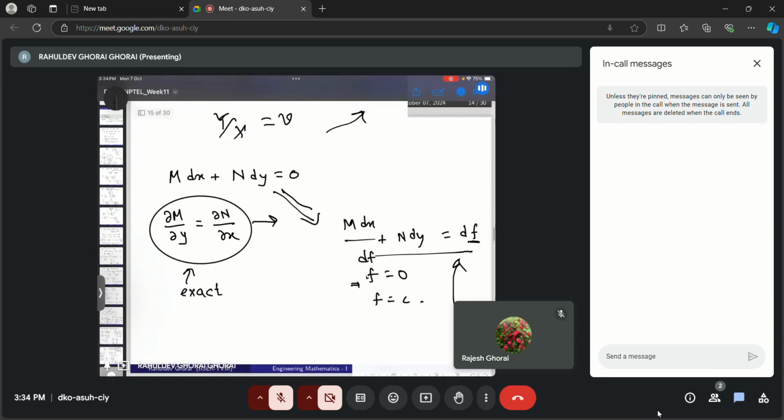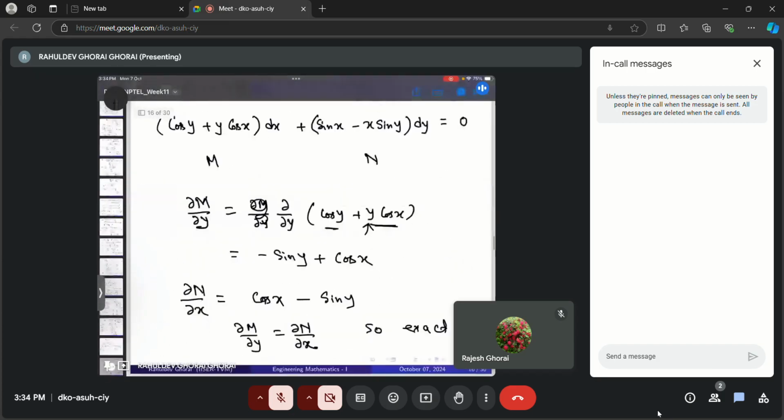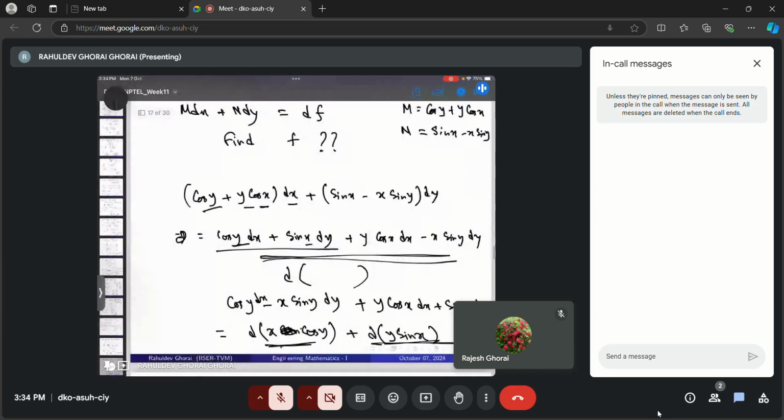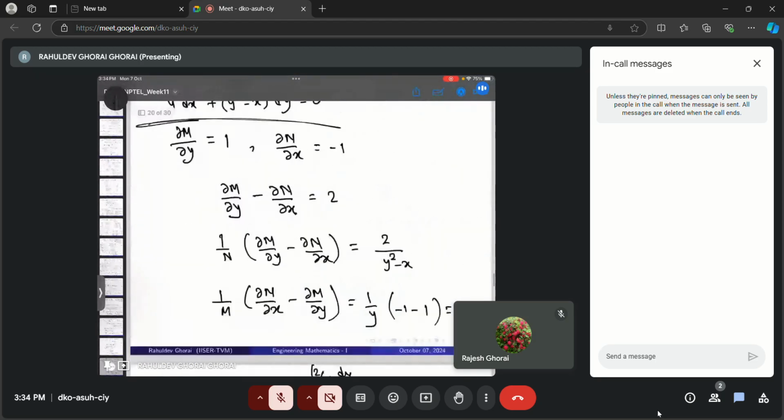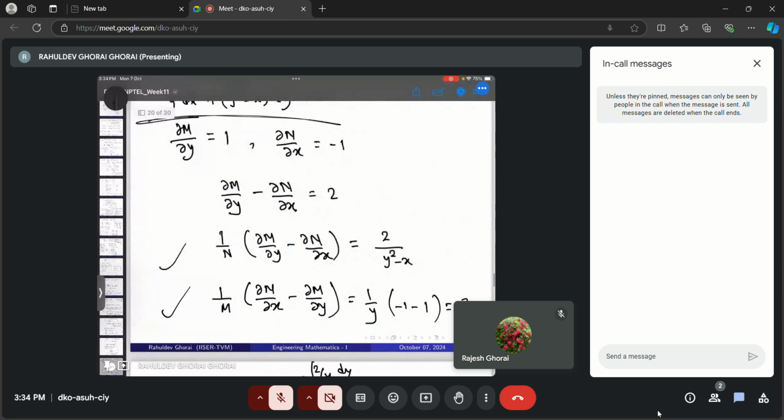And another two methods to find out the integrating factor also I said: del m del y minus del n del x, and this two. Then most of the things will follow. I mean, you can follow most of the things.